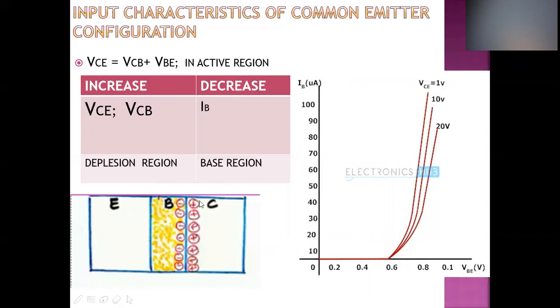also increases, and the base region decreases, it becomes thin. That is why the base current IB also decreases, as most of the electrons pass through the base region and to the collector region. That is why base current decreases. So this is the reason that when we increase VCE, the IB, that is the base current, ultimately decreases.